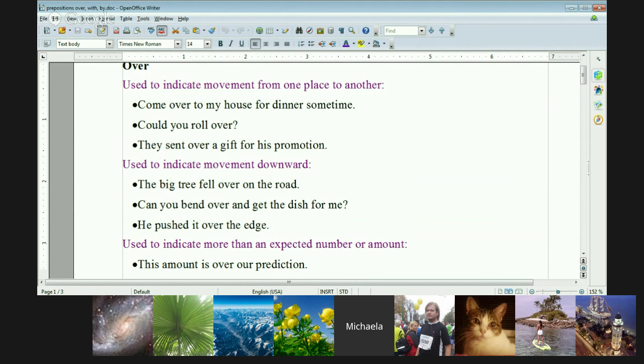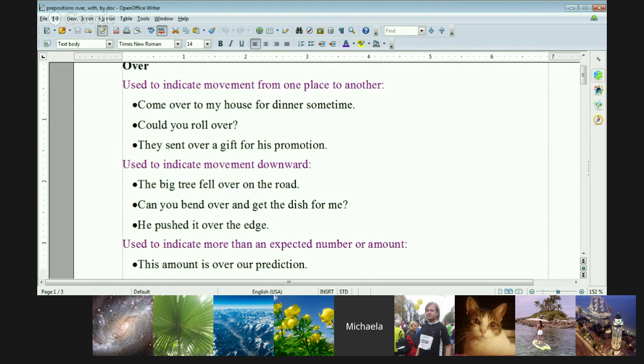And a few in the Verbling chat box. Mateos, which means it's the third one to indicate more than an expected number. Oh no, that's not that one. Sorry. The next one I see is from Natalia. He passed me the salt over the table. So actually, that one should be movement downward.